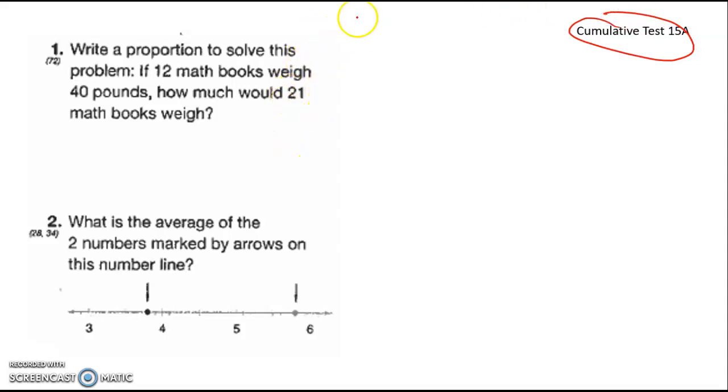I'll be going through this review. I highly suggest that you write the steps. You really don't need to write the problems, but just the steps on how to work these out in your spiral. So number 1 says write a proportion to solve this problem.